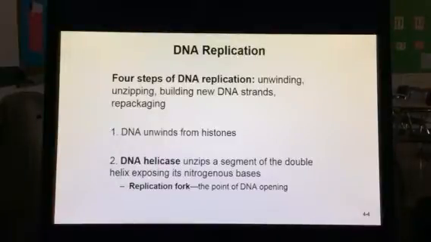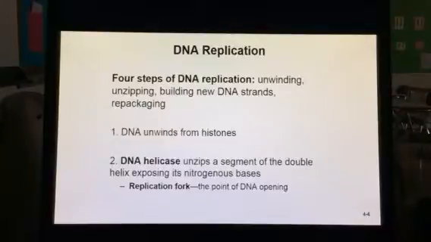Step 2 is that DNA unzips. So we've already looked at DNA as a double-stranded nucleic acid. It has 2 strands and it makes a helix shape. That means kind of like a spiral. So step 2 means that that spiral is going to unzip or separate.